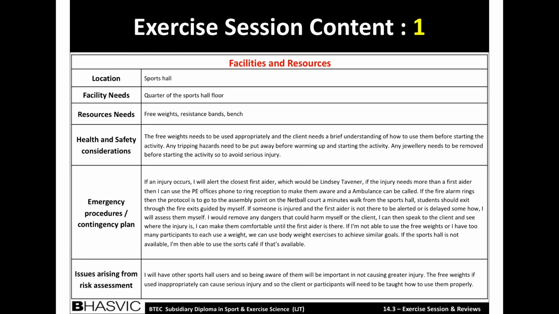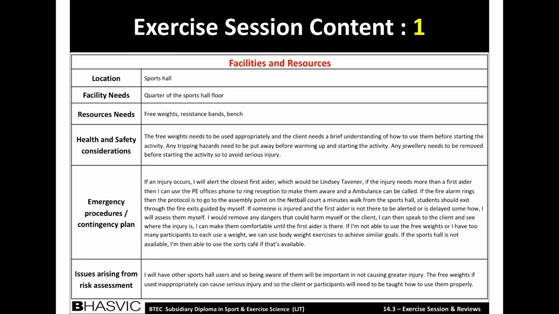The emergency procedures and contingency plan. If any injuries occur, I will alert the closest first aider, which would be Lindsay Taverner. If the injury needs more than a first aider, then I can use the PE officer's phone to ring reception to make them aware, and an ambulance can be called. If the fire alarm rings, then the protocol is to go to the assembly point on the netball court, a minute's walk from the sports hall. Students should exit through the fire exits guided by myself.